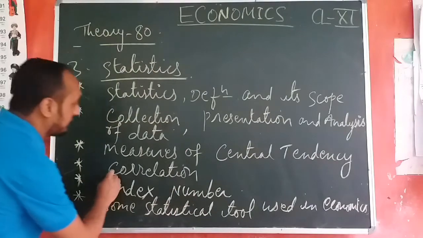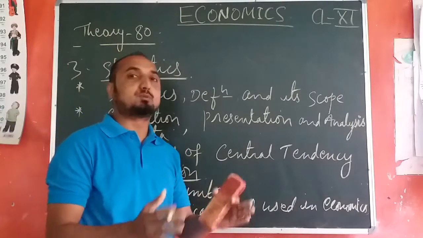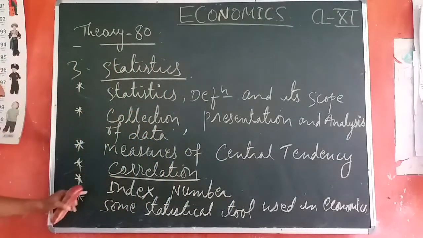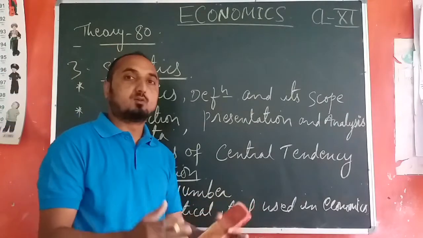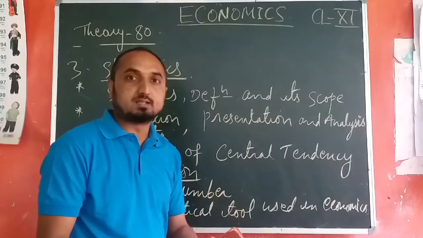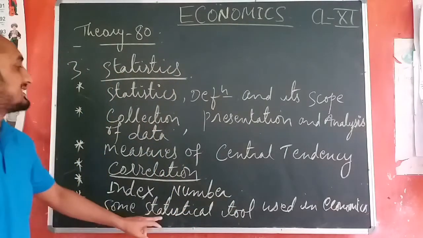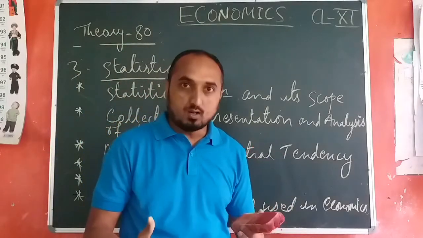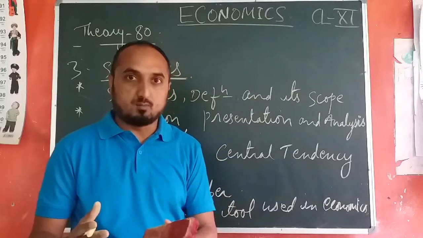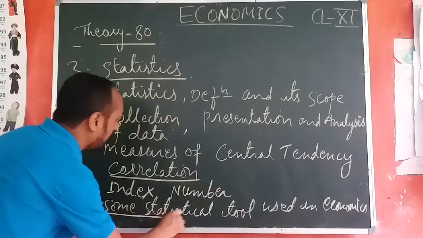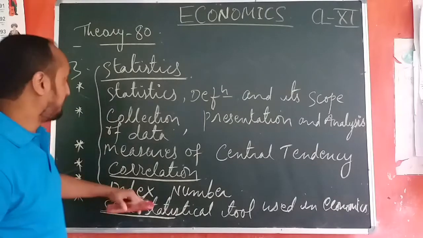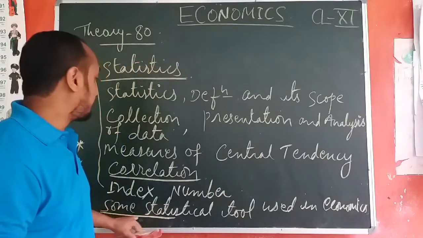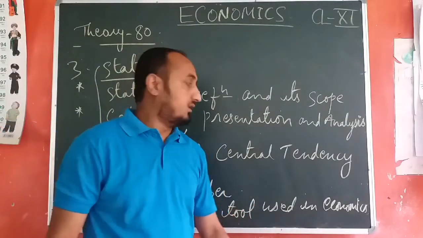Next one we have correlation. Okay, so here we have to study different types of correlation, correlation coefficient, and rank correlation coefficient in this chapter. Next one we have index number. So here we have to study the different types of index numbers. Next one we have some statistical tools used in economics. So here we have to use different formulas to solve different economic problems. So here we have to apply the statistics. Whatever we have learned in the part of statistics, we have to apply it. Application part we have to study in this chapter, some statistical tools used in economics.